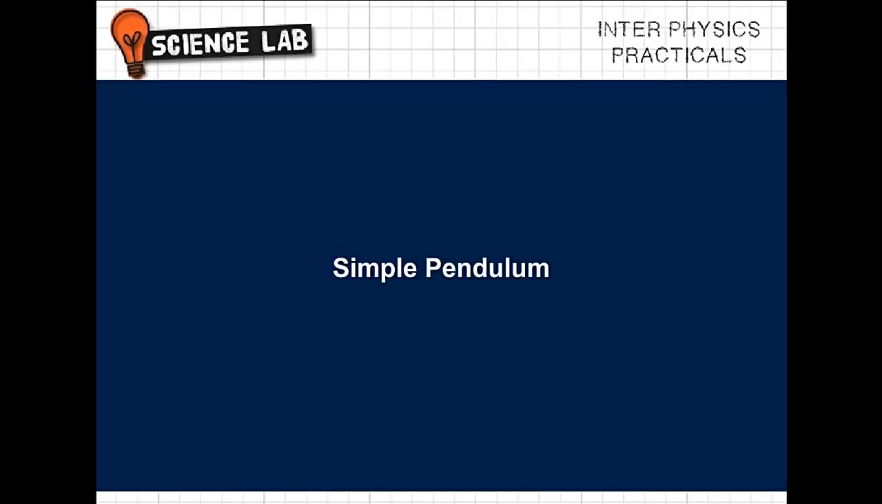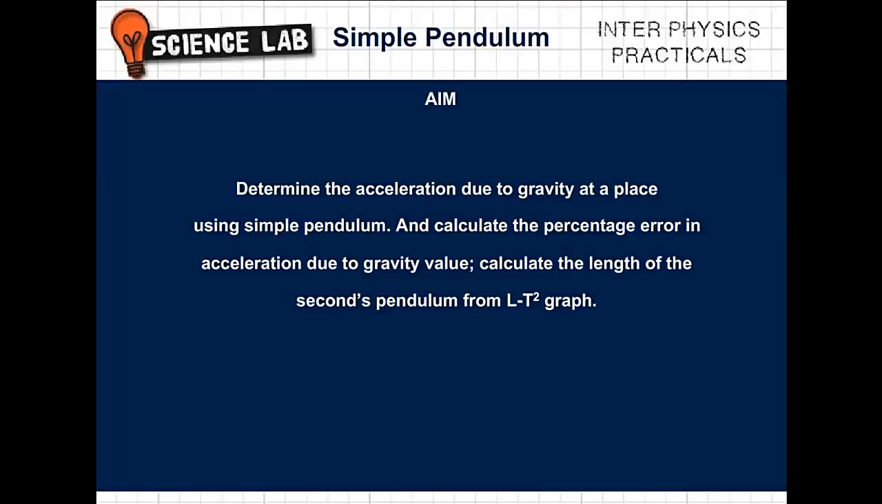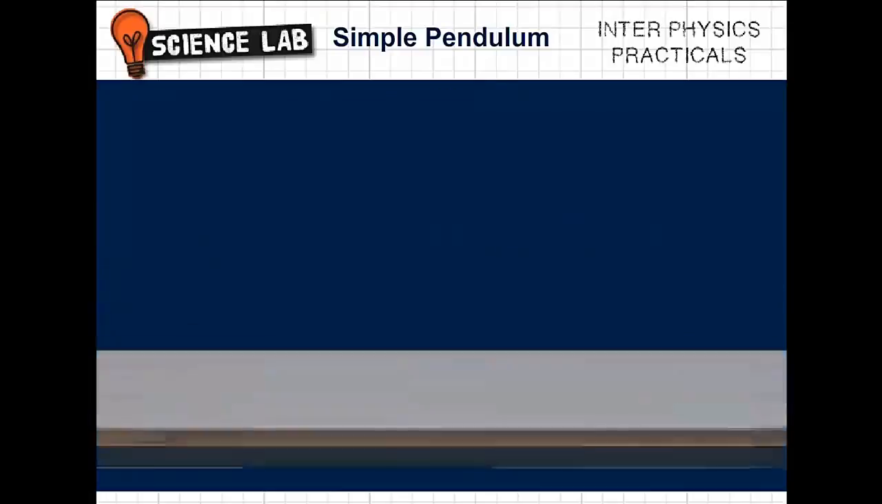Simple pendulum. Aim: Determine the acceleration due to gravity at a place using a simple pendulum and calculate the percentage error in the acceleration due to gravity value. Calculate the length of the second pendulum from the L minus T square graph.